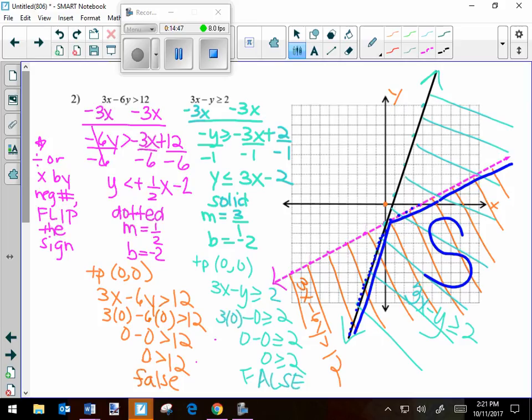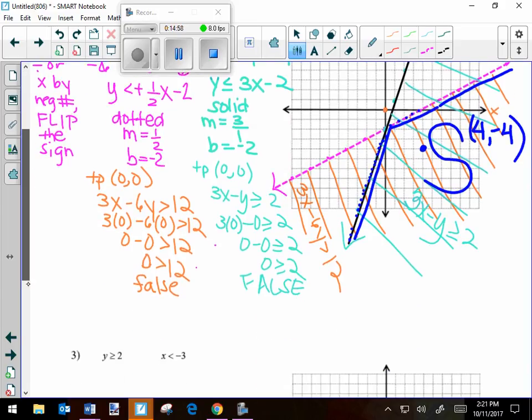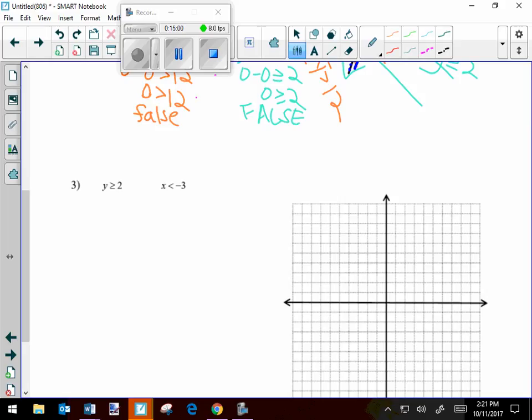So let's suppose I go right 4, down 4. Here's a point. So the point 4, negative 4 is part of the solution set. Let's go ahead and move on to the last question that's here.